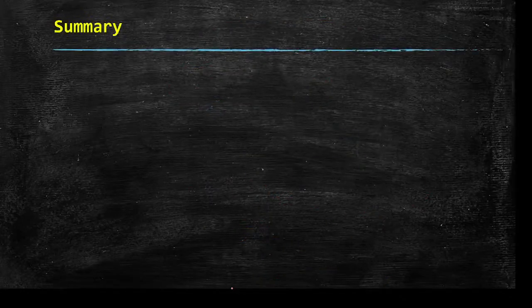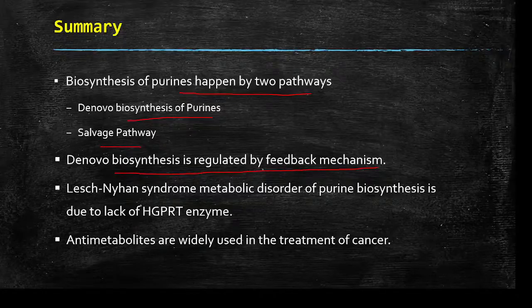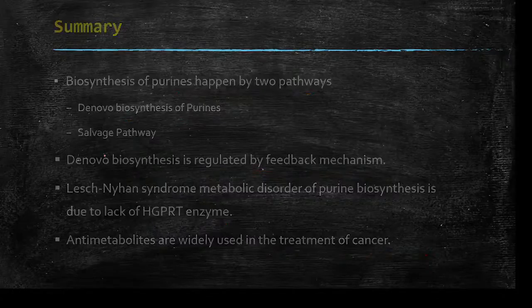Okay. So in summary of today's class, the biosynthesis of purines happens by two pathways, de novo biosynthesis of purine and the salvage pathway. De novo biosynthesis is regulated by a feedback mechanism, and Lesch-Nyhan syndrome, a metabolic disorder of purine biosynthesis, is due to lack of the HGPRT enzyme. Antimetabolites are competitive enzyme inhibitors. These are widely used in the treatment of cancer. Antimetabolites of purine nucleotides.